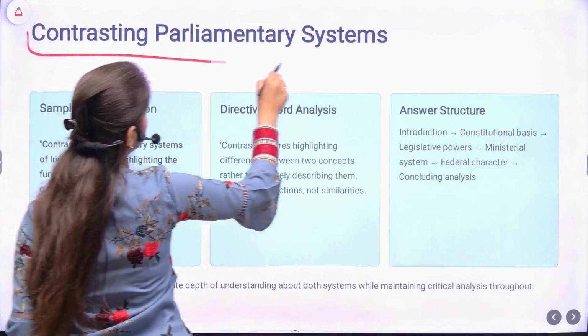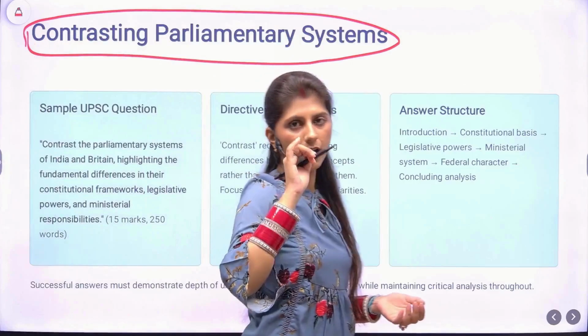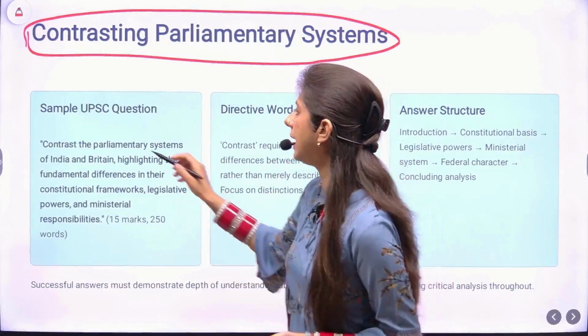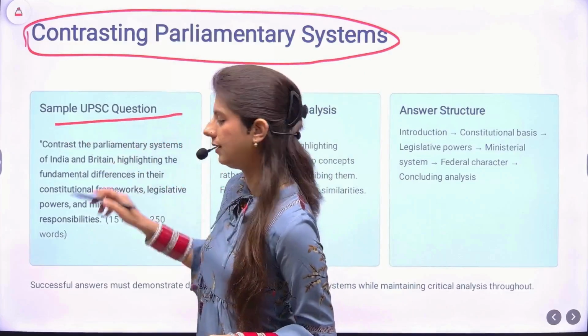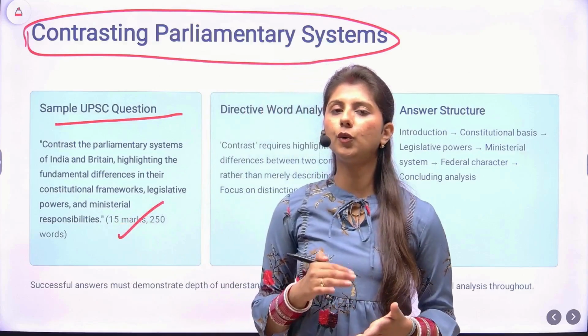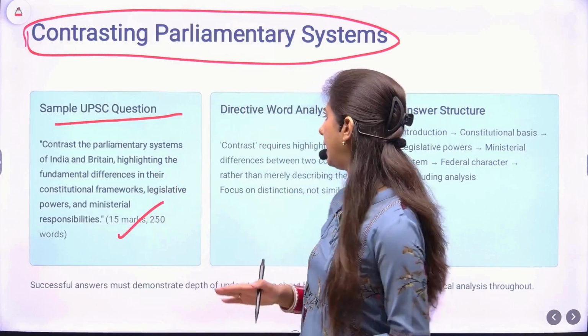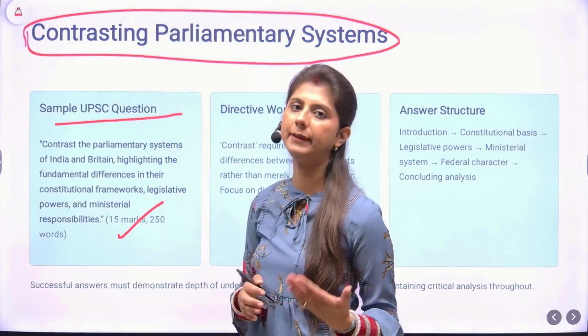Next is the topic, contrasting parliamentary systems. And now we will be phrasing a sample UPSC question. This will be a 15 marker, 250 words. What I want you to do now is just pause the video. Look at this question. I have already pointed out the directive word which I'll be explaining.